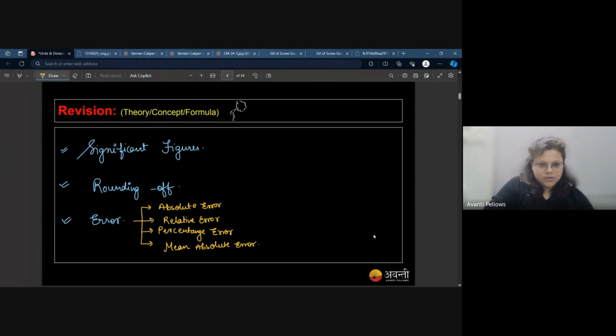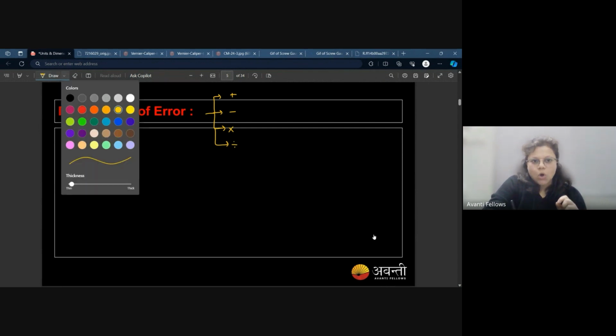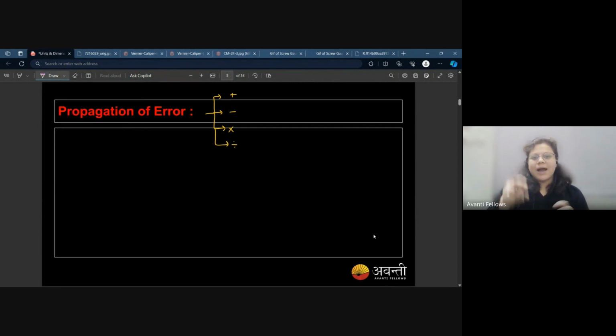Now let's come to today's topic, which is propagation of error. As we know, we have four basic mathematical operations: addition, subtraction, multiplication, and division. For this particular topic, propagation of error, I will combine these four into two groups on the basis of their dealing. Addition and subtraction in one group, let's say group A, and multiplication and division in another group, which we will call group B.